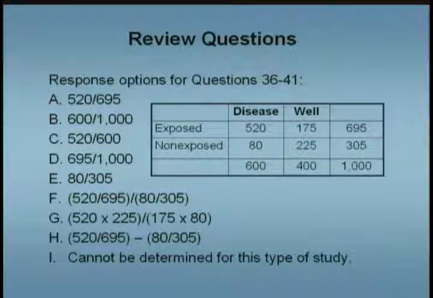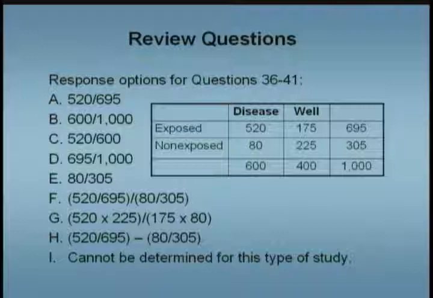If this were, by contrast, a cohort study, then I could compute a relative risk, which I would do by taking the two incidence rates, 520 divided by 695, compared to 80 divided by 305. But please remember, since it says cross-sectional study, don't do that. The right answer here is I, cannot be determined for this type of study.